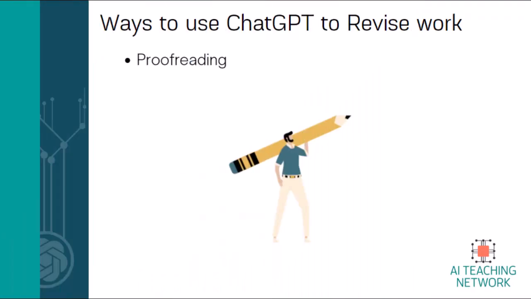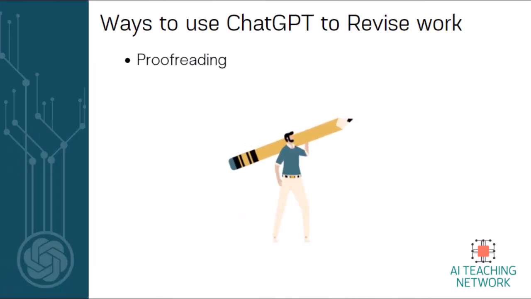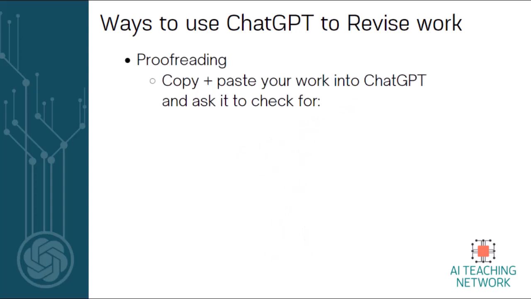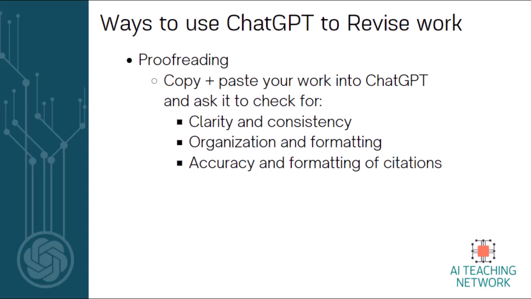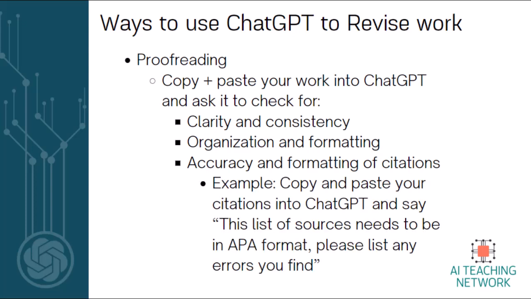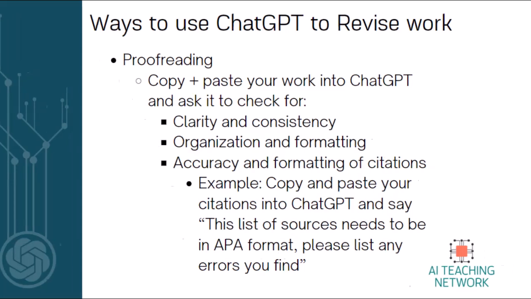So one way you can use ChatGPT to revise your work is through proofreading. You can ask ChatGPT to act as a proofreader, then you can copy and paste your work into the text box and ask it to check for things such as clarity and consistency, organization and formatting, and accuracy and formatting of your citations. For example, you can copy and paste your citations into ChatGPT and say, this is a list of sources that need to be in APA format. Please list any errors you find. On the next slide, you'll see an example of this in action.